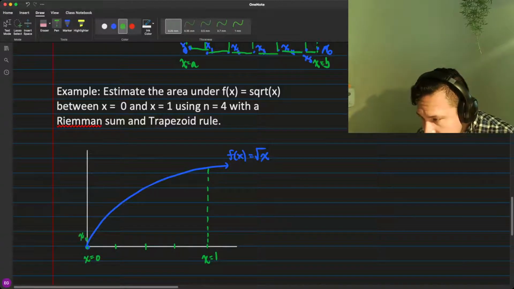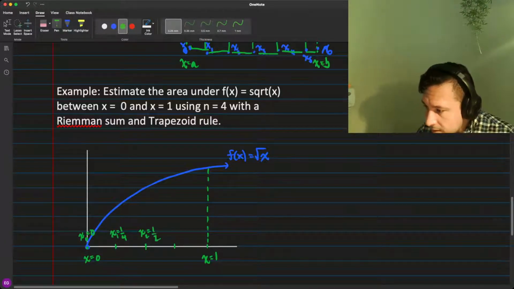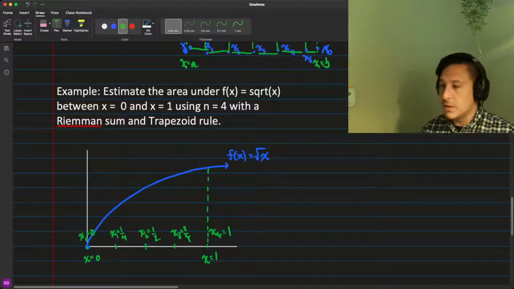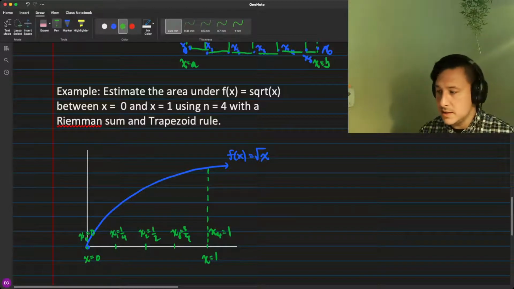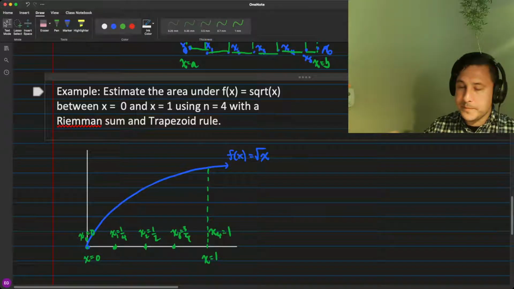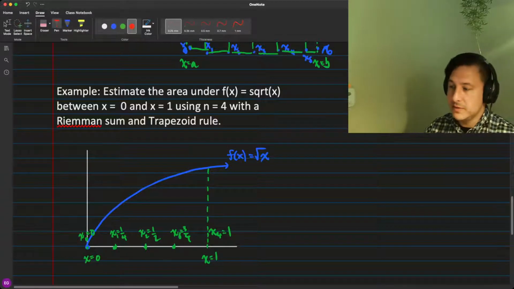So I get x0 equals 0, x1 equals 1/4, x2 equals 1/2, x3 equals 3/4, x4 equals 1. Okay, those are the points on the x-axis. Okay, so we'll do the Riemann sum first. For the Riemann sum, let's do right endpoints.